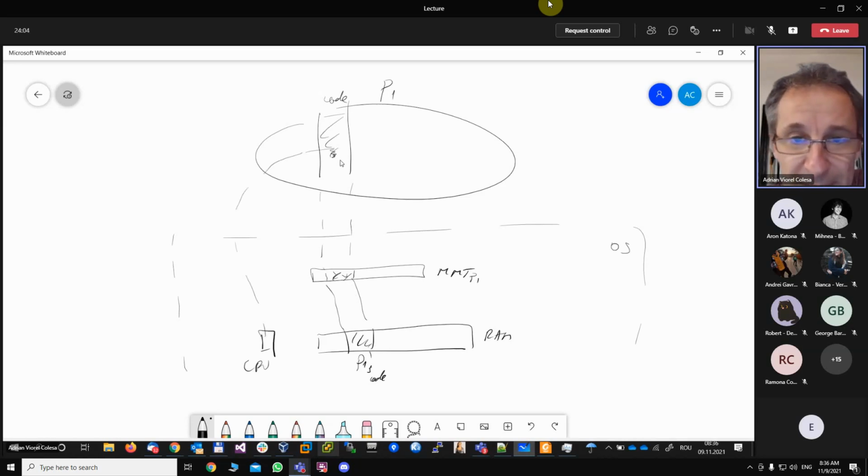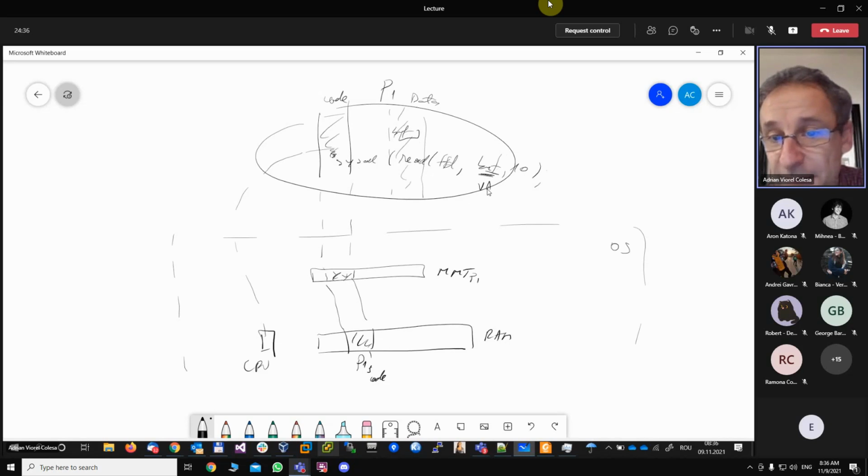Now the CPU is running code inside that process, and that process makes a syscall. Let's take the same example again: reading from some file, FD file descriptor, indicating a buffer, 10 bytes. That buffer normally should be in some data segment of that process. So the buffer's address, a virtual address in P1, should be something like that, VA P1.